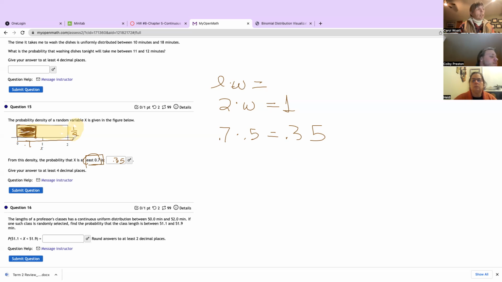This is totally my fault because I read that as less than 0.7, and it's at least 0.7, which means it's 0.7 or greater. So I took the wrong rectangle. At least is bigger. So we actually want this rectangle right here. And the length of this rectangle is 1.3, from here to here, times a half.